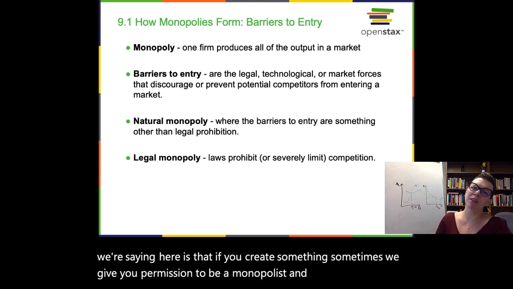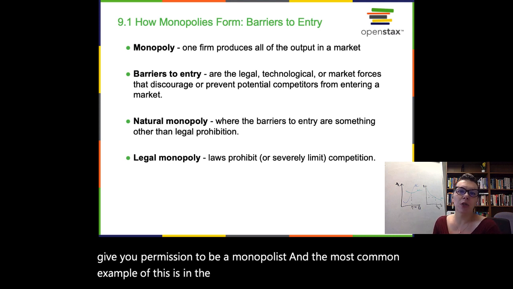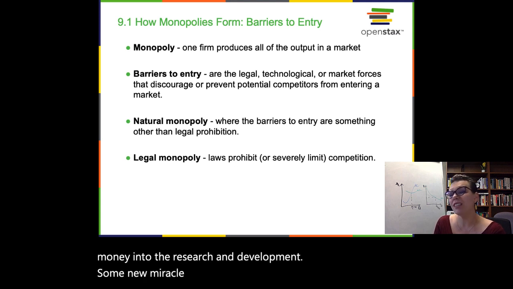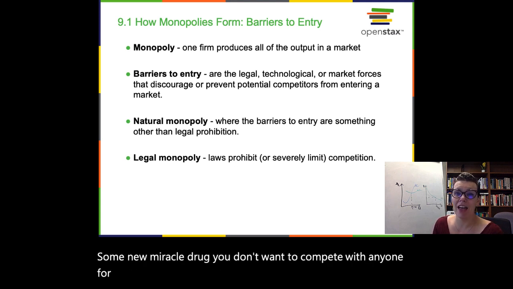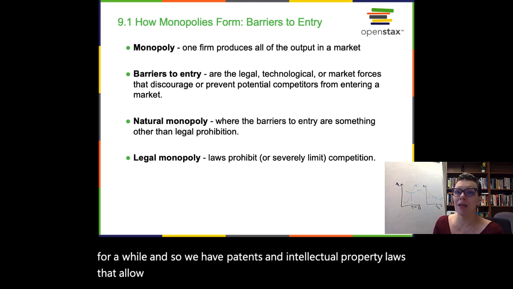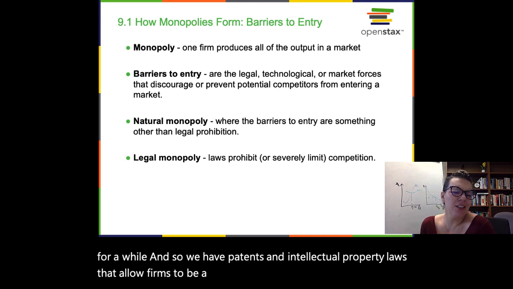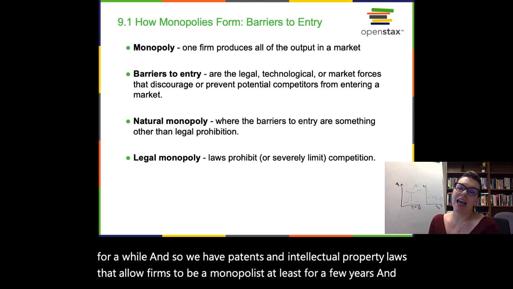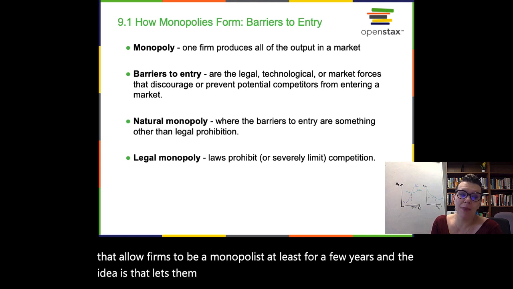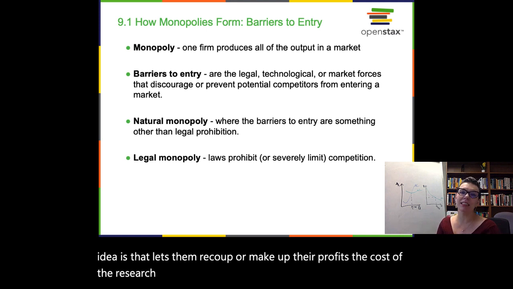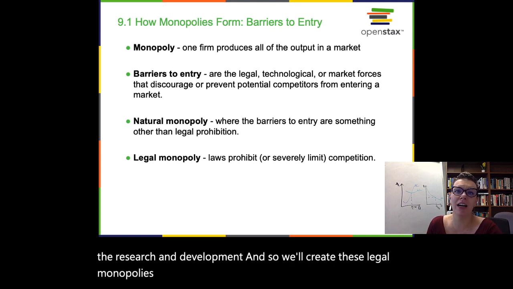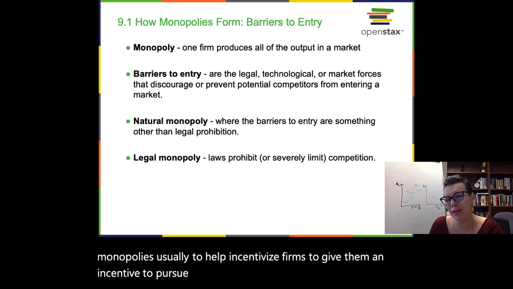And the most common example of this is in the pharmaceutical industry. If you put tons of money into the research and development of some new miracle drug, you don't want to compete with anyone for a while. And so we have patents and intellectual property laws that allow firms to be a monopolist, at least for a few years. And the idea is that lets them recoup or make up the cost of the research and development. And so we'll create these legal monopolies, usually to help incentivize firms, to give them an incentive to pursue innovation that's really, really expensive.